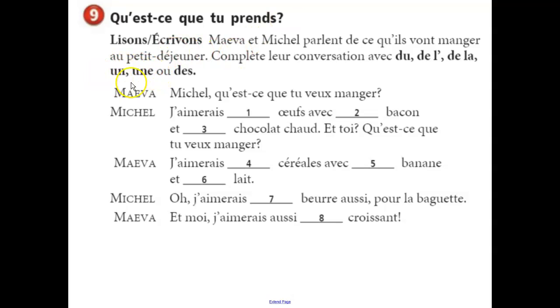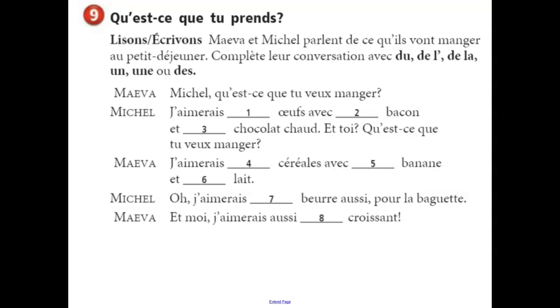Remember that you would use un or une if it is simply one item. You would use des if it is plural. And you would use one of these three options if it's something for which you would say "some," and it's less than one. It's not a plural item, but you would use "some" along with it. Okay? So go ahead, read through the whole conversation, think about what it means, and fill in on a piece of paper what you think the correct forms are for each of those.